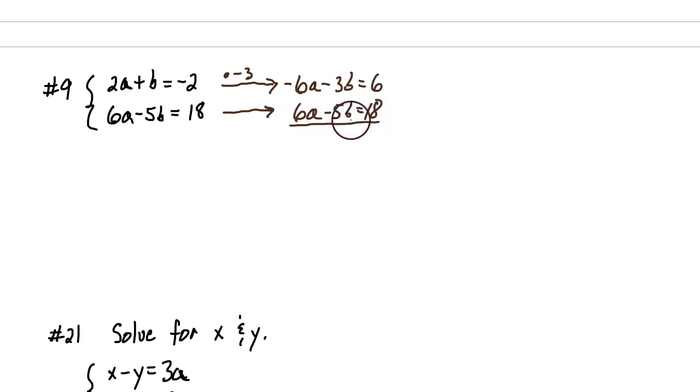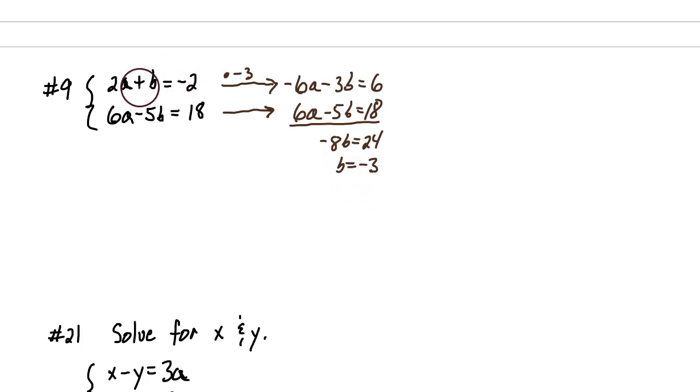Now when we combine these by adding, the a terms are eliminated. This is negative 8b is equal to 24. Therefore, b equals negative 3. We're halfway done. We have the answer for b. Let's substitute that into one of the original equations.